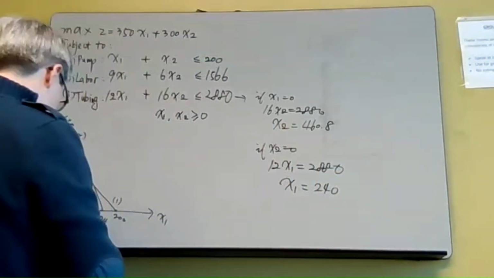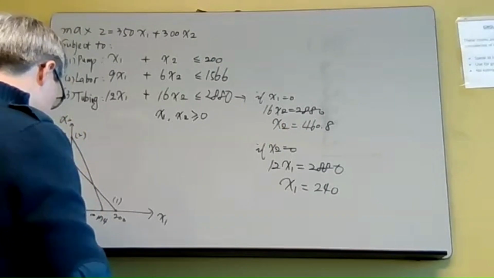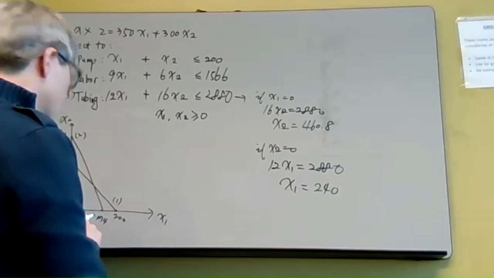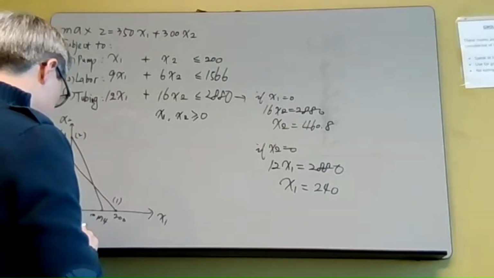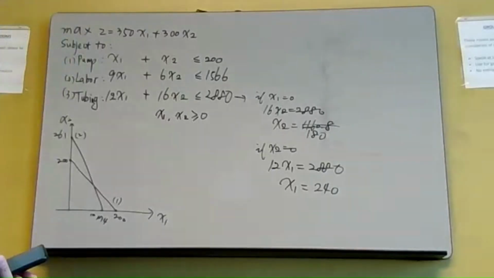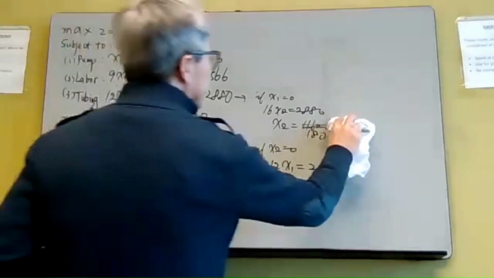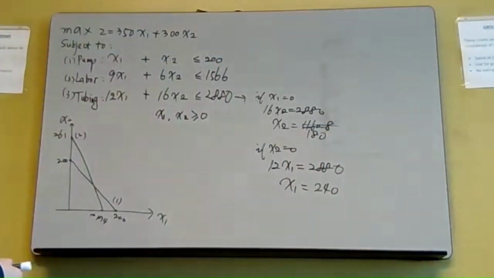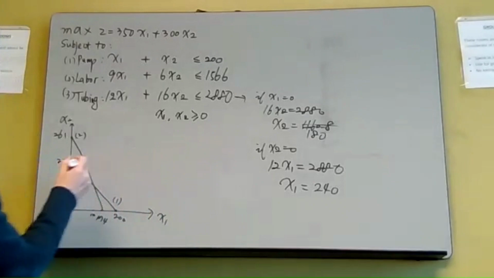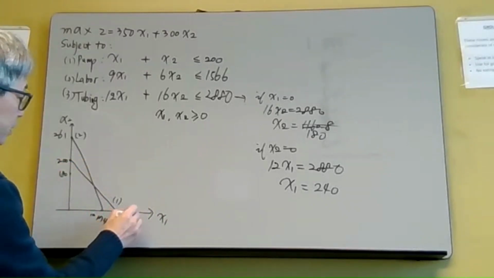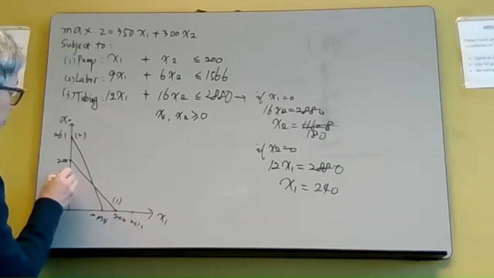Something is wrong, right? 2880 divided by 16 should be 180. Yes, this should be 180. So x2 is 180 and x1 is 240. And you draw this line.